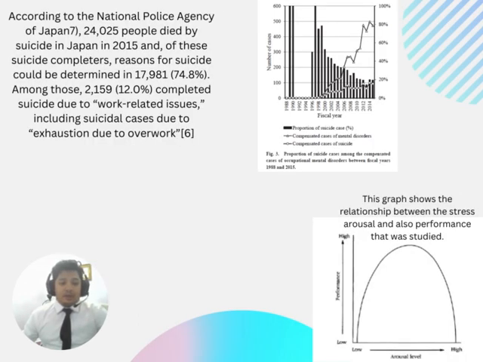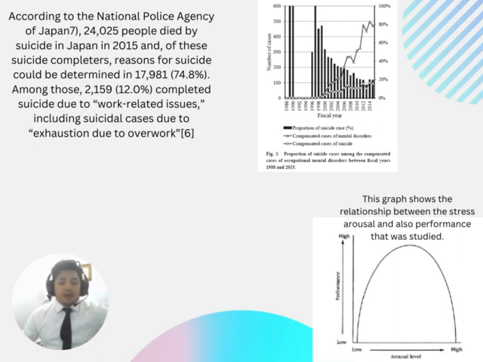So this is from the article. According to the National Policy Agency of Japan, 24,000 people died by suicide in Japan. Of these suicide completers, reasons for suicide can be determined in 17,981 of these suicides. Among those 17,981, 2,159 completed suicide due to work-related issues. So here is the reason why negative stress is very dangerous for us.